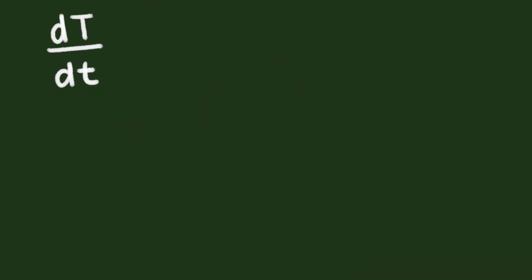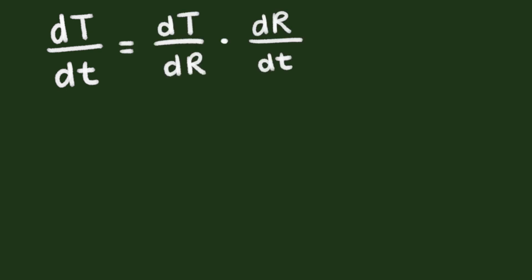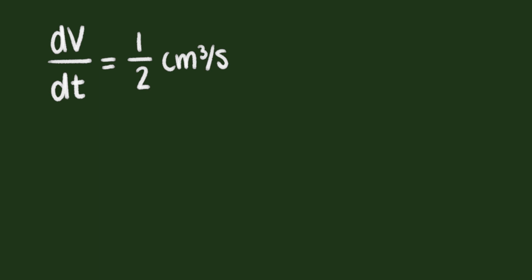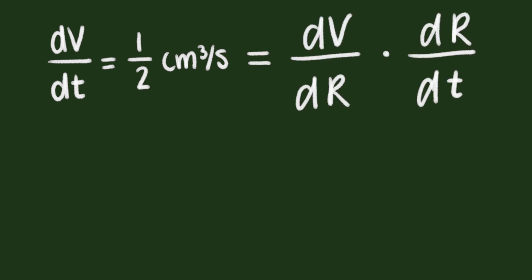First, let's try to find a way to get d big T over d little t. We can make this equal to d big T over dr times dr over d little t. d big T over dr can easily be found because we already know the surface area equation. dr over d little t, however, will need a few more steps of chain ruling. We can find dr over dt using the chain rule method for dv over dt, which was already given as 0.5 cubic centimeters per second.